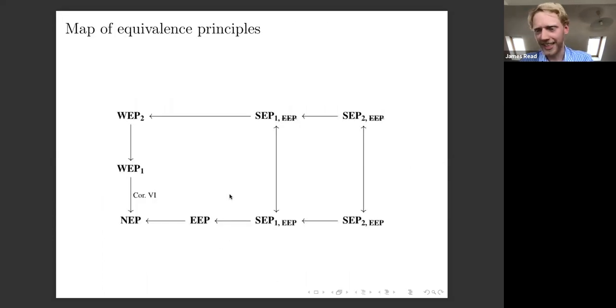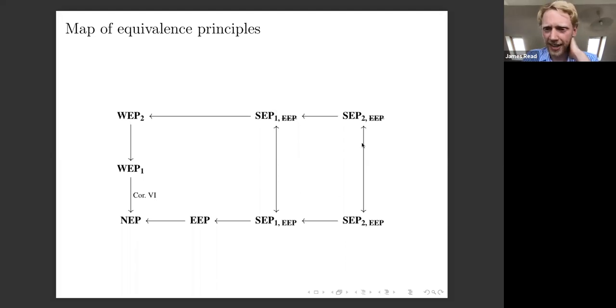And so, okay, bringing all of this together, one gets a map of equivalence principles, which looks something like this. So this is all from Lehmkuhl. So we have WEP2 implies WEP1. And then we said that if I impose corollary 6-like assumptions, I'll get the Newtonian equivalence principle. I know that these stronger versions of the strong equivalence principle, which talk about the frames in which I get cancellations of gravito-inertial effects, or the frames in which the connection coefficients vanish, imply the weaker ones just because they are strictly logically stronger claims. And so I should have arrows going this way.